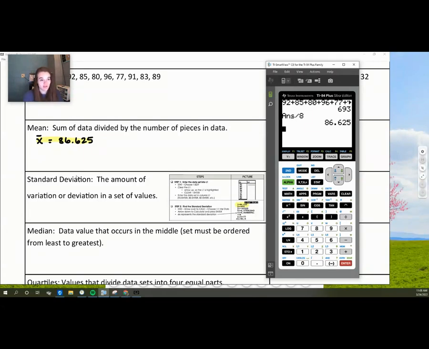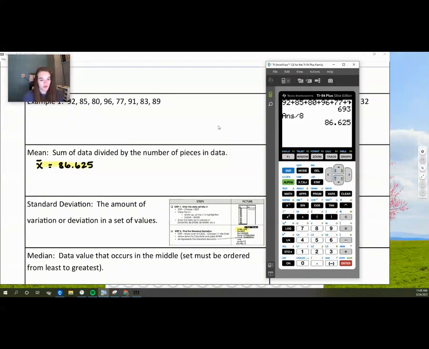All right, so to find the standard deviation, there is a formula to do it, and it's very long, okay? And we're not going to do that. We're going to go back through the calculator and do something that we're actually used to. So we're going to press stat, we're going to edit. I never cleared my list, so I should have, but anyway. We are only going to have something in L1, and that's these numbers. So 92, enter, 85, enter, 80, not 90, 80, enter, 96, enter, 77, enter, 91, enter, 83, enter, 89, enter.